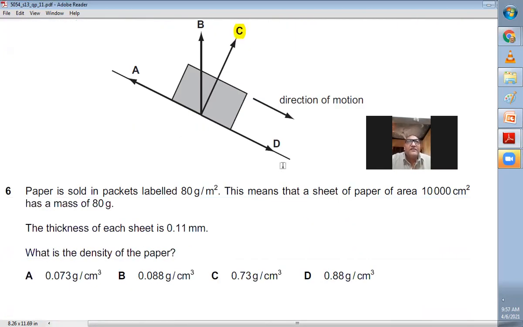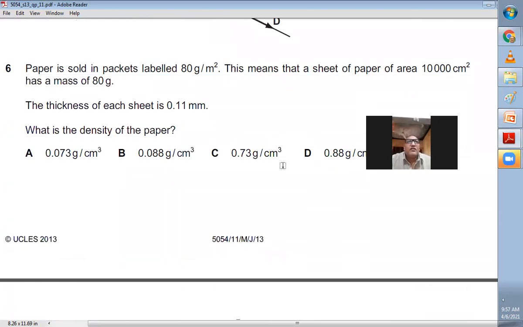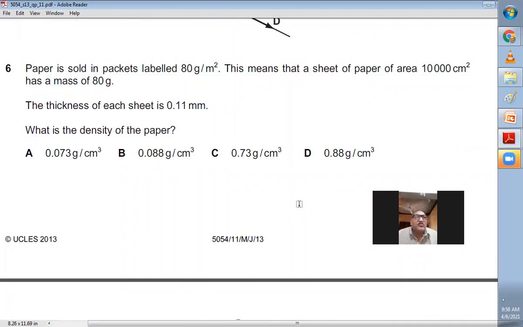Question number 5. Okay, so the next question we have is question number 6. A paper is sold in packets labeled 80 gram per meter square. This means that a sheet of paper of area 10,000 centimeters square has a mass of 80 gram. The thickness of each sheet is 0.11 millimeter. What is the density of the paper?